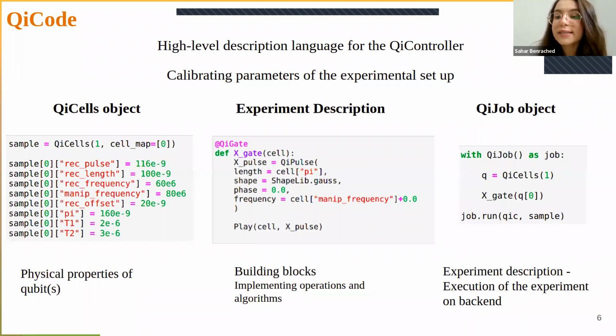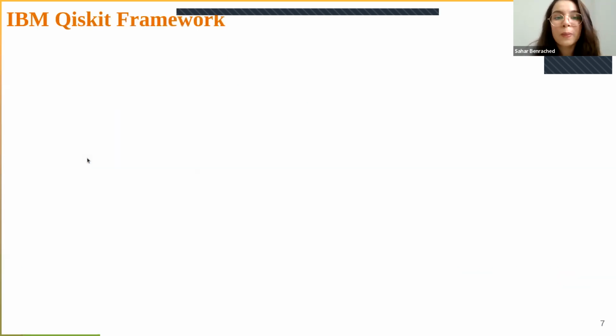And in order to execute our experiment on a designated processor, we use what we call the QI object, which would recreate the circuit and the gates that we would like to apply, and then run this job on a specified backend, which we will call QIC in this example, and using the sampler, which is a QISL object that would take into consideration the properties of the qubit that we are using in our experiment.